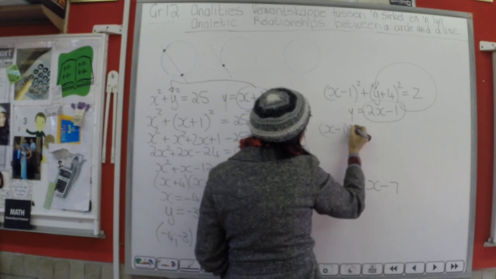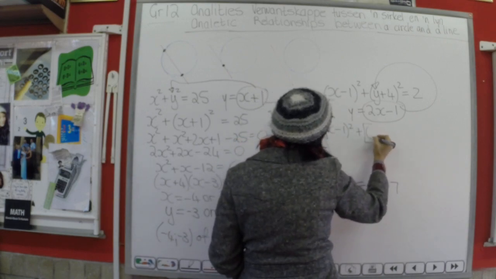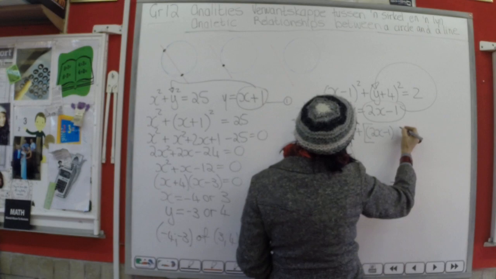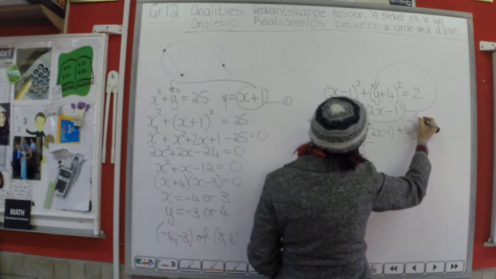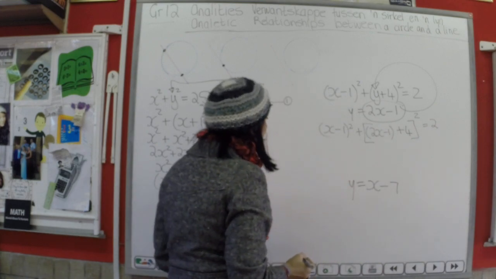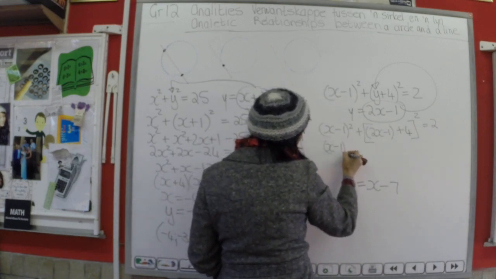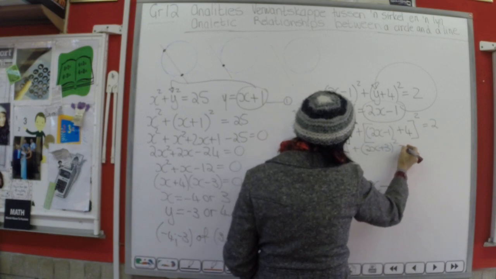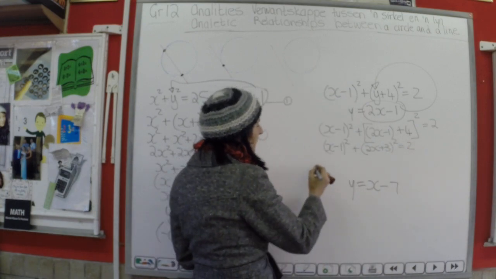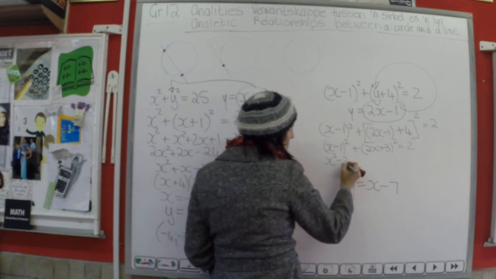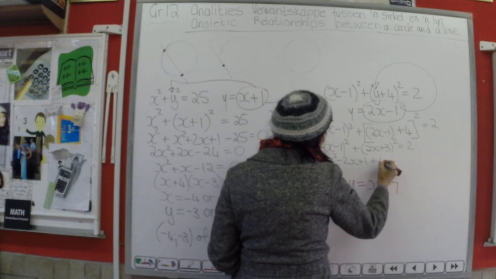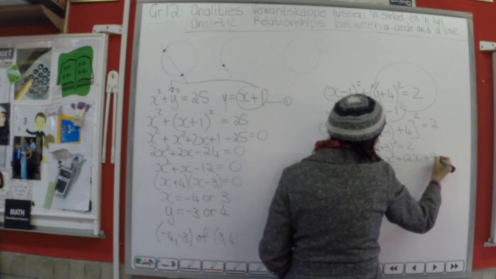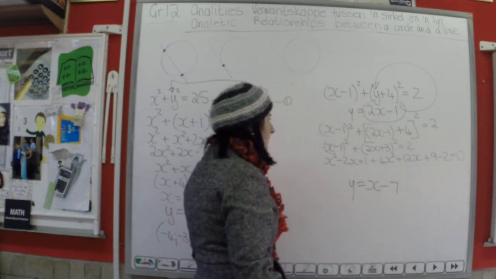(X minus 1) kwadraat plus, en kyk hoe doen ek substitusie, (2x minus 1) in y se plek, en dan het ek 'n plus 4 se kwadraat wat gelyk is aan 2. So let's solve that quickly. I've got (x minus 1) squared plus (2x plus 3) squared equals 2. So nou kan ek hierdie gaan uitvermenigvuldig, dit word x kwadraat minus 2x plus 1 plus 4x kwadraat plus 12x plus 9, bring die 2 oor en word een minus, en nou gaan ek vereenvoudig.